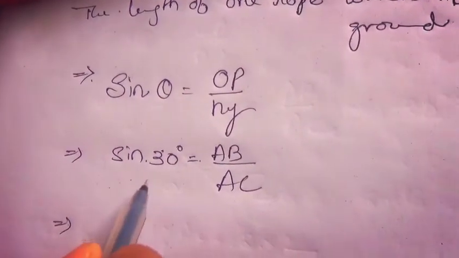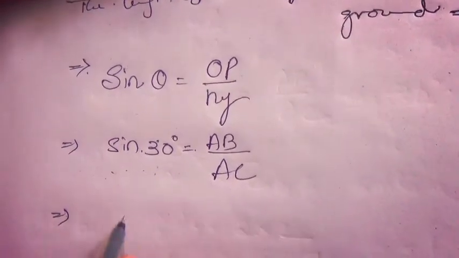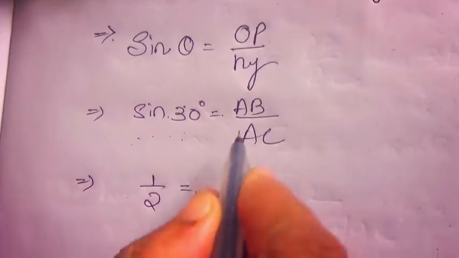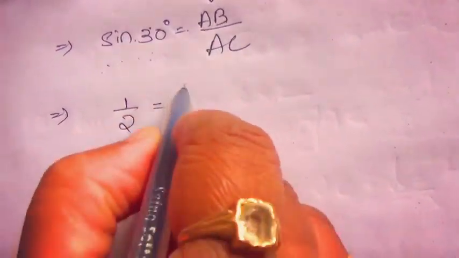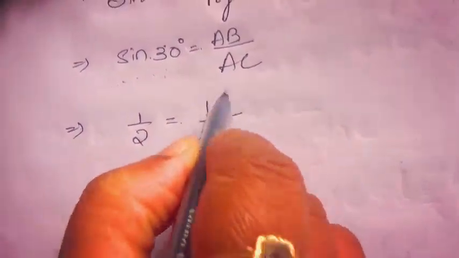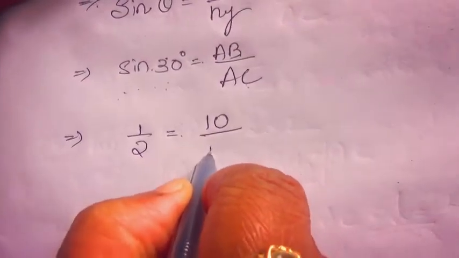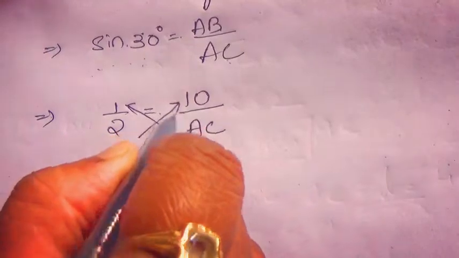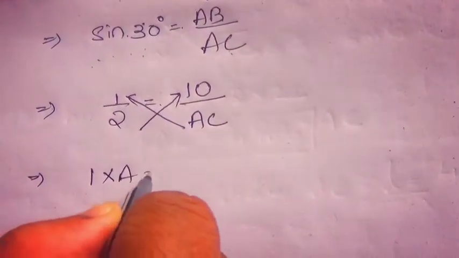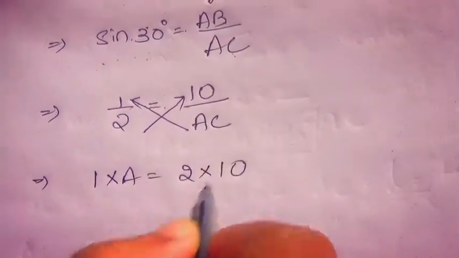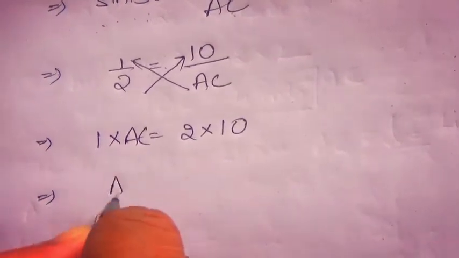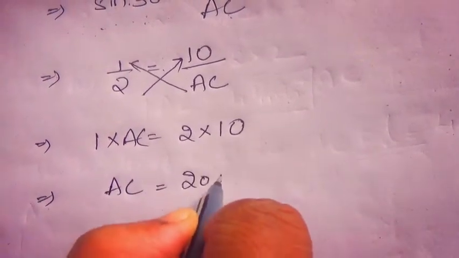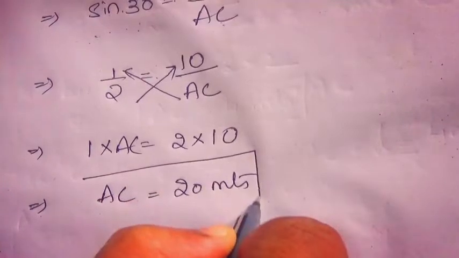That implies sine 30 degrees, what is the value of sine 30 degrees? 1 by 2. That is equal to, what is the length of this AB? That is 10 meters by AC, we don't know, that is AC. That implies AC will bring this side, 1 into AC is equal to 2 into 10. That implies AC is equal to 20 meters.